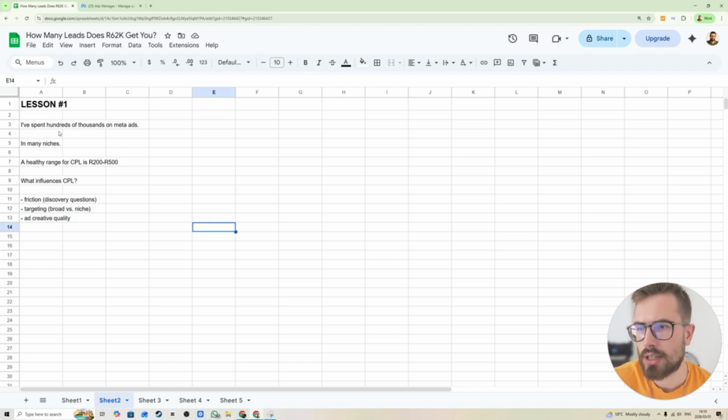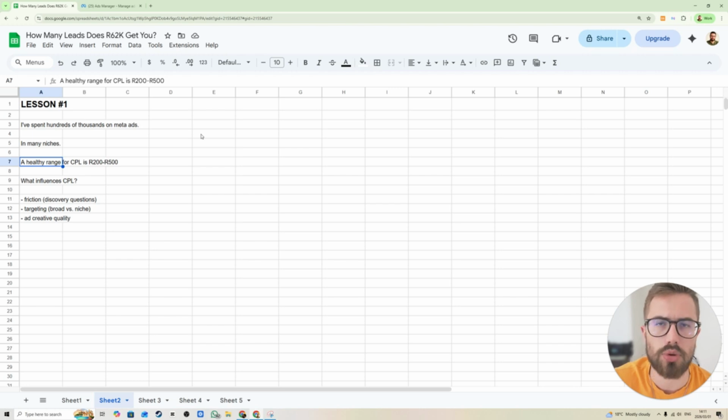Lesson number 1. In the past couple months, I've spent hundreds of thousands on Meta ads in many niches, mostly B2B, so business to business. But I've run ads for retail, I've run ads for software, I've run ads for services. And I can tell you now that a healthy range for cost per lead is between 200 to 500 Rand. So that means that if you spend 10,000 on ads, you should be expecting to get anywhere between 20 to 50 leads. And what influences cost per lead?